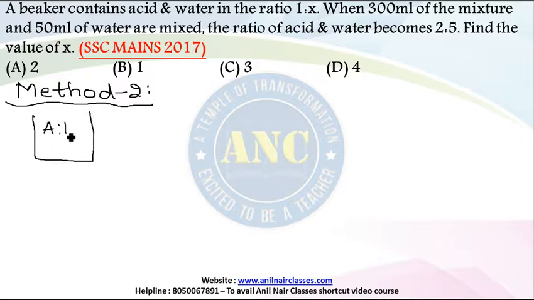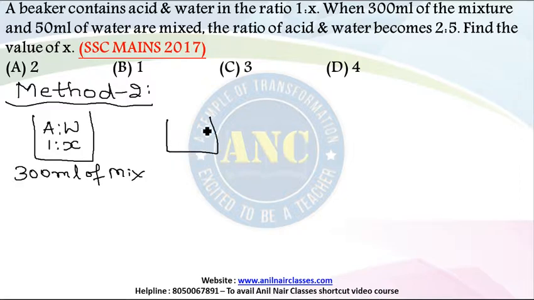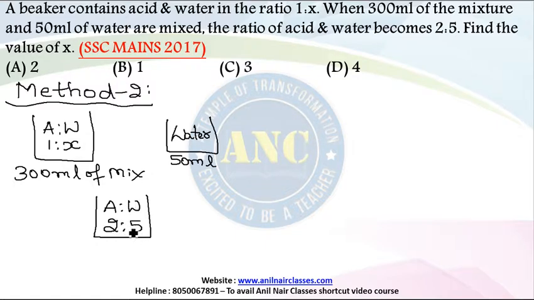Acid and water in my first mixture is 1:x. Totally 300 ml of mixture is present in the first vessel. Only water is present in second vessel. Pure water of 50 ml is present in second vessel. These two are mixed to form a third vessel where acid and water is in the ratio 2:5. What is the value of x is the question.